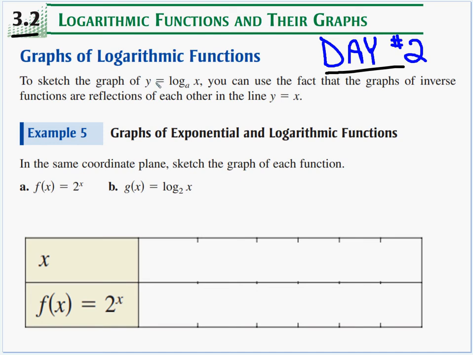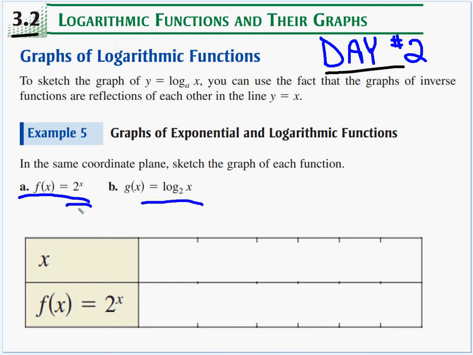And it says here to sketch the graph of y equals log base a of x, you can use the fact that the graphs of inverse functions are reflections of each other across the line y equals x. So it says here in the same coordinate plane, sketch the graph of each function. What we're going to do is sketch this one, 2 to the x, and then we're going to switch the x and the y coordinates, and when we do that, it'll turn into the log base 2 of x graph.